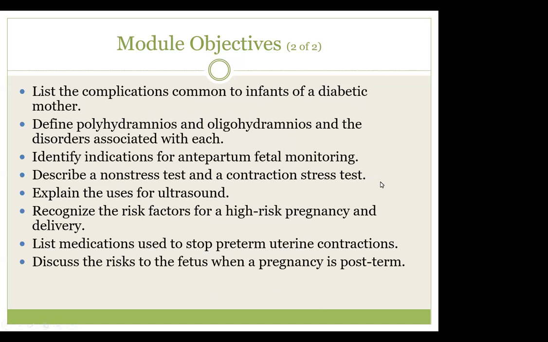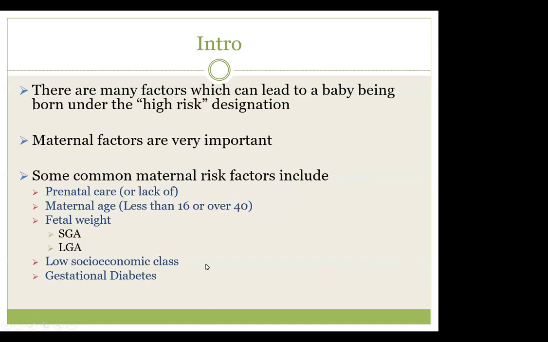Talk about stress and non-stress tests. Explain ultrasounds. We're going to look at different examples of different kinds of ultrasounds and how detailed they are. Recognize risk factors for high-risk pregnancy and delivery. Talk about some medications used to stop preterm uterine contractions and discuss the risk to the fetus when a pregnancy is post-term. So let's get into a little bit of these nitty-gritty details.